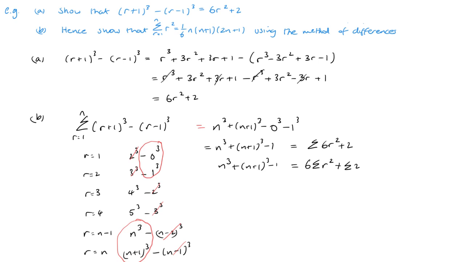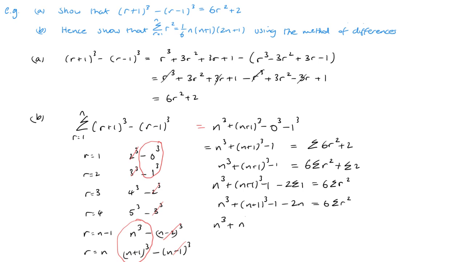So I take that sum of 2 to the other side. So that gives me n cubed plus (n plus 1) cubed minus 1 minus the sum of 2, which is 2 times the sum of 1, isn't it? equals 6 sum of r squared. And the sum of 1 between 1 and n is just n. So this gives me n cubed plus (n plus 1) cubed minus 1 minus 2n equals 6 sum of r squared. Now let's expand my brackets.